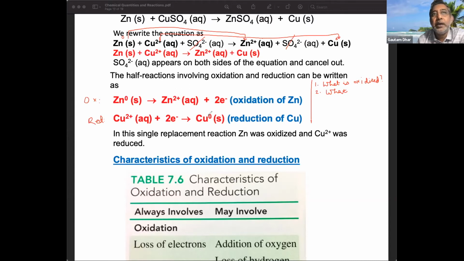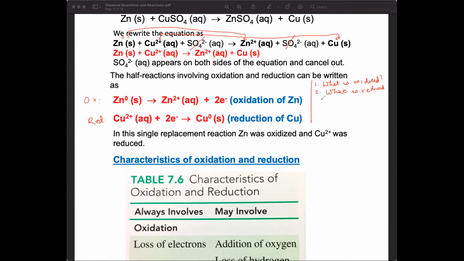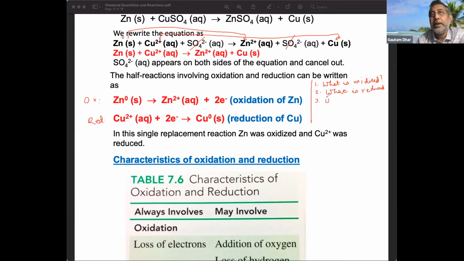Copper 2 plus is getting reduced, in this case. And another term is the oxidizing agent. So who is the oxidizing agent? The agent is the one that is doing it. So if zinc is getting oxidized, it is done by copper 2 plus. So copper 2 plus is the oxidizing agent.